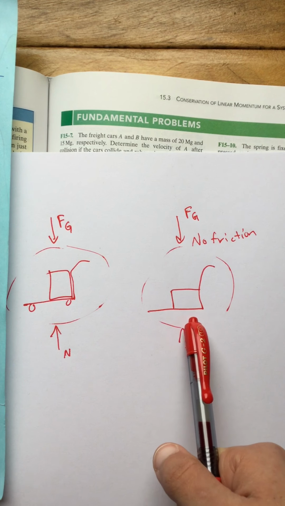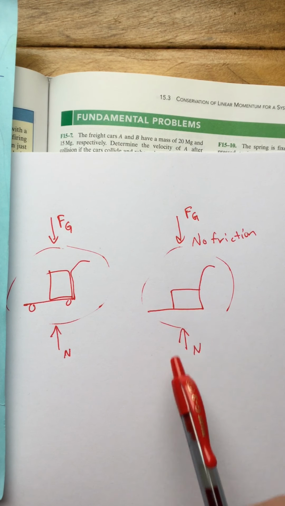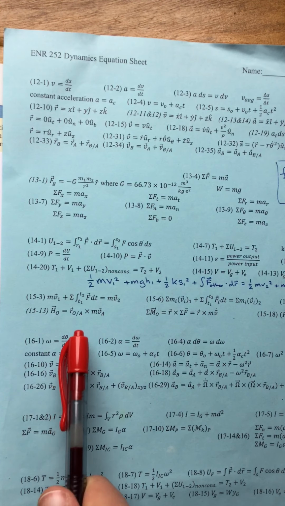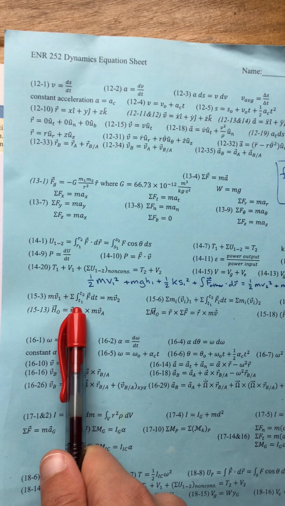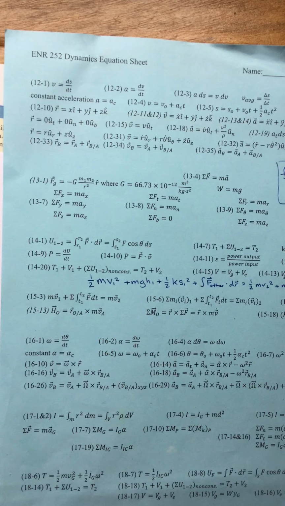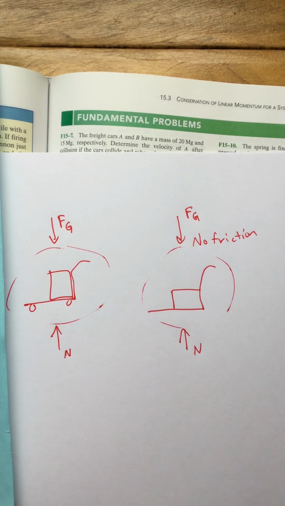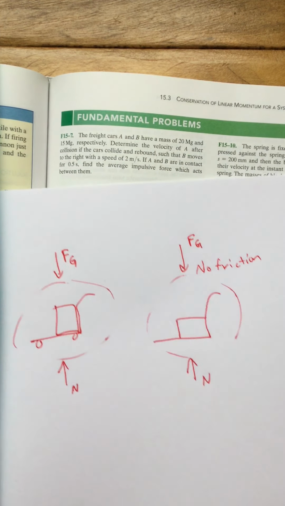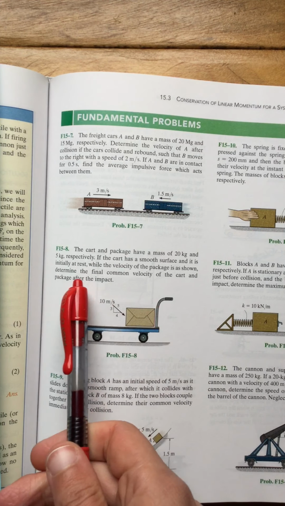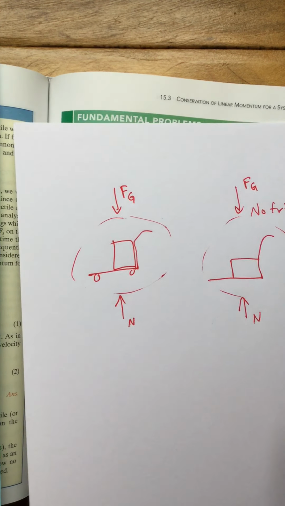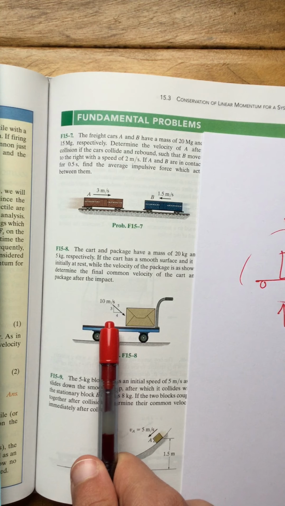So if our system is the sled and the package together, we have no forces acting in the horizontal direction. Remember that equation 15-3 is a vector equation, so we can apply it in the vertical direction and also in the horizontal direction. And our system is the crate and the sled together. Initially, the cart is at rest and the package is moving with a speed which is shown here.